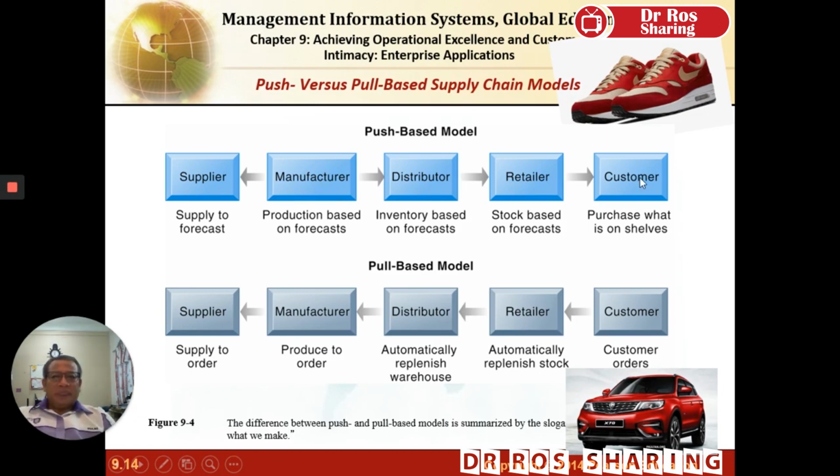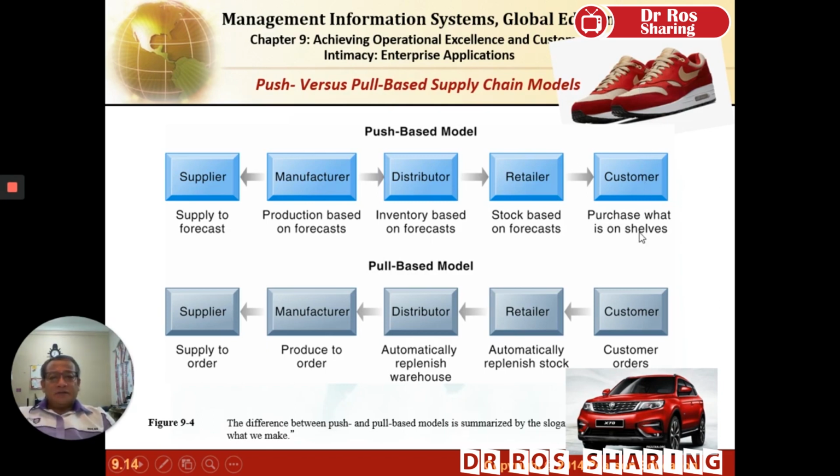The customer normally has fewer options to choose what kind of shoes he or she wants. What they can do is just purchase from the available models sold in the shop or in the outlet. So this is what they call the push-based model, in which the manufacturer pushes available shoes to the customer.